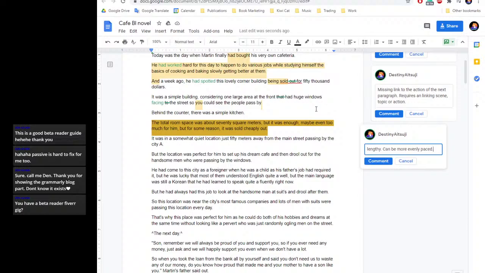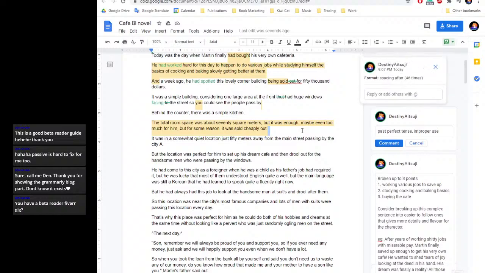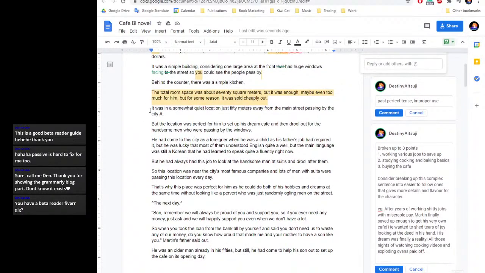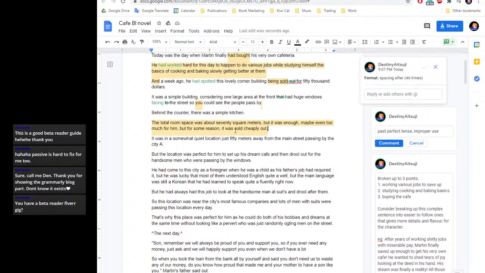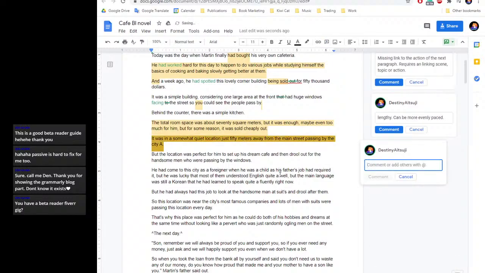So over here, it's a pacing issue. Too many commas. This is also a deadly sin for many writers. You use way too many commas when you should be using full stops. It was in a somewhat quiet location, just 50 meters away from the main street, passing the city. Okay, in this situation, you could put this with the previous paragraph as furnished details.